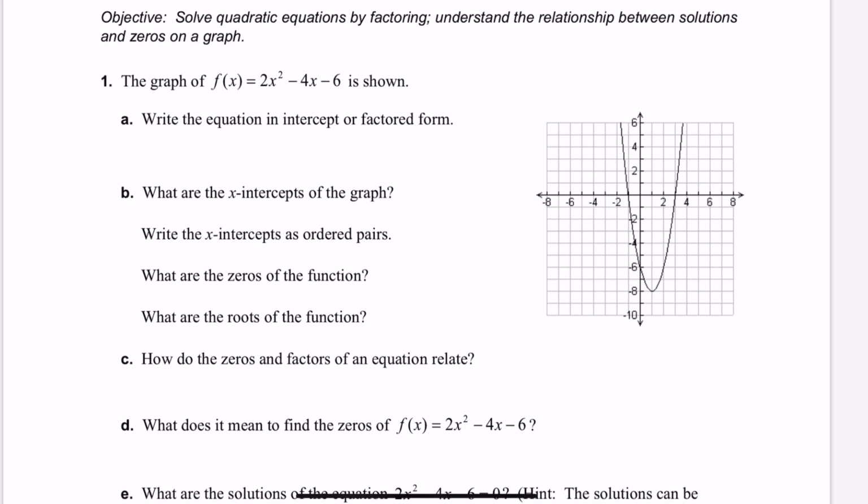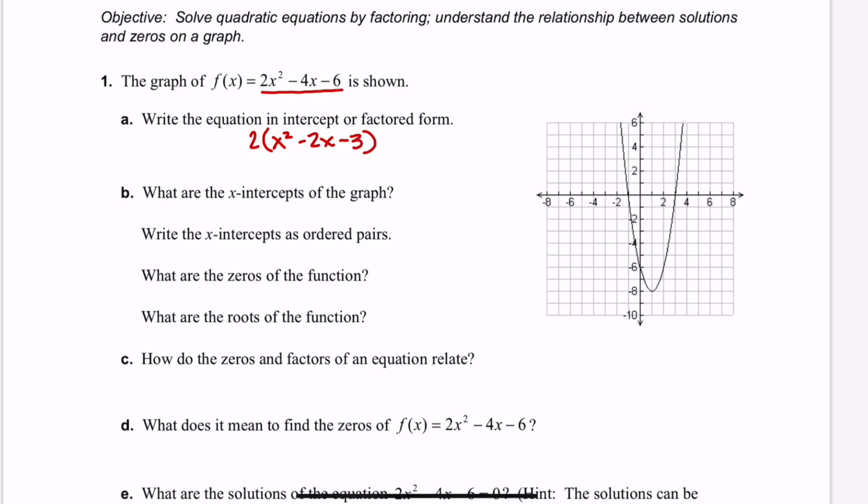First thing, we're going to write this equation in intercept or factored form. When we're going to factor this, we're just going to look at the right side of the equation, and we first want to look, is there a greatest common factor? Is there a number that will evenly divide into both 2, 4, and 6? And there is. It's 2. So we're going to factor out the greatest common factor, which is 2. What we're basically doing is dividing all of these numbers by 2. So 2 divided by 2 is a 1, and 1x squared is just an x squared. If we take negative 4 and divide it by 2, that gives us negative 2x. And negative 6 divided by 2 is a negative 3.